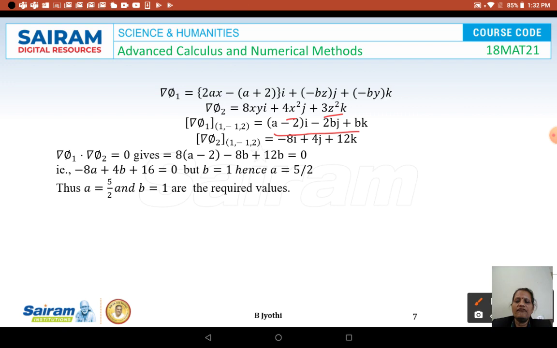Now del phi 1 dot del phi 2 is equal to 0, which gives us, on taking the dot product of the two, 8 times (a minus 2) minus 8b plus 12b is equal to 0, or minus 8a plus 4b plus 16 is 0. But b is equal to 1, therefore a will be equal to 5 by 2. Thus the values of a and b are a equals 5 by 2 and b equals 1. These are the required values of a and b.